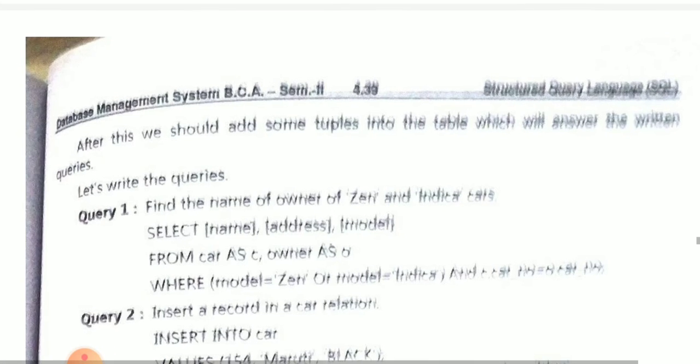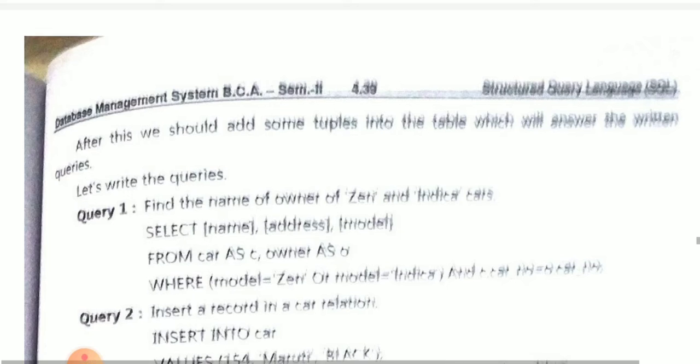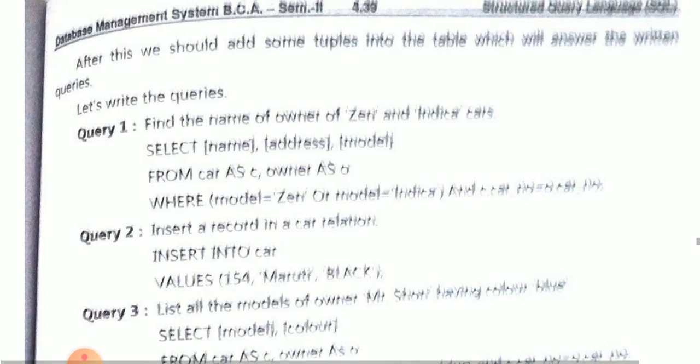Now after this we should add some tuples into the tables, which will help us with the written queries. Let's write the queries. Find the name of owner where owner name is equal to Zen and the name of car is equal to Indica. For this purpose we have to write the query: select name, address, model from car.